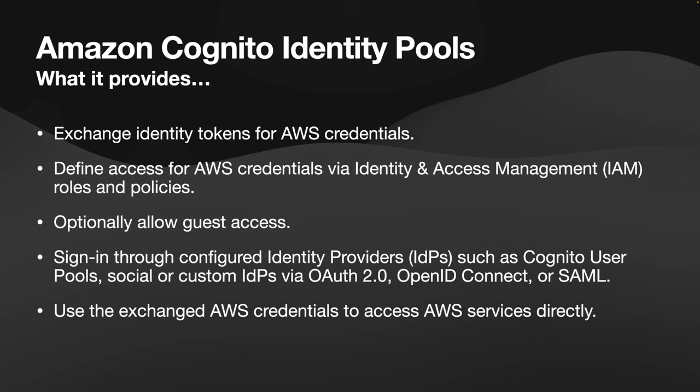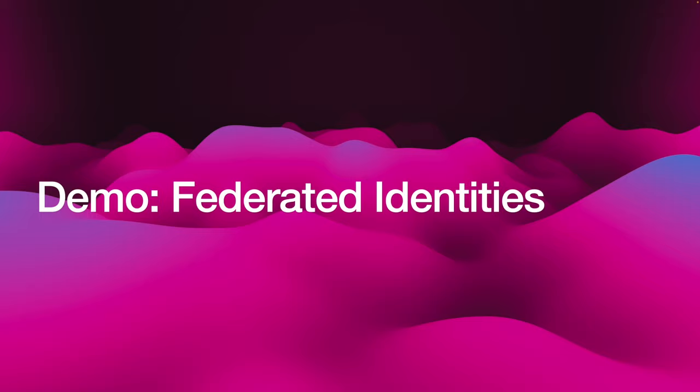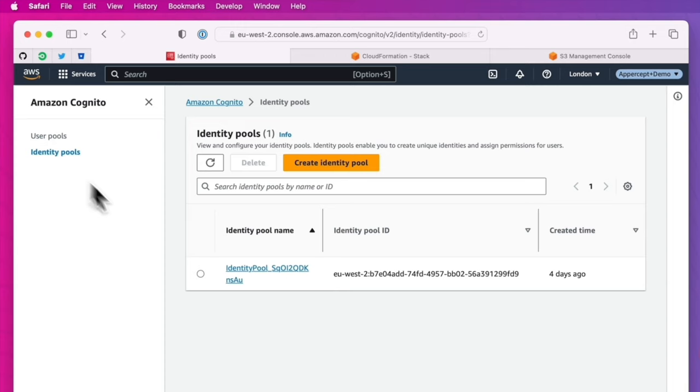So let's have a quick look at setting up an identity pool and what it takes to integrate within our Delphi app. So here we are back in the Amazon Cognito console. We're going to switch over to identity pools now. And you can see here that we already have an identity pool. This was for the original demo that I showed you. We're going to click Create Identity Pool here to create a new one for this new app.